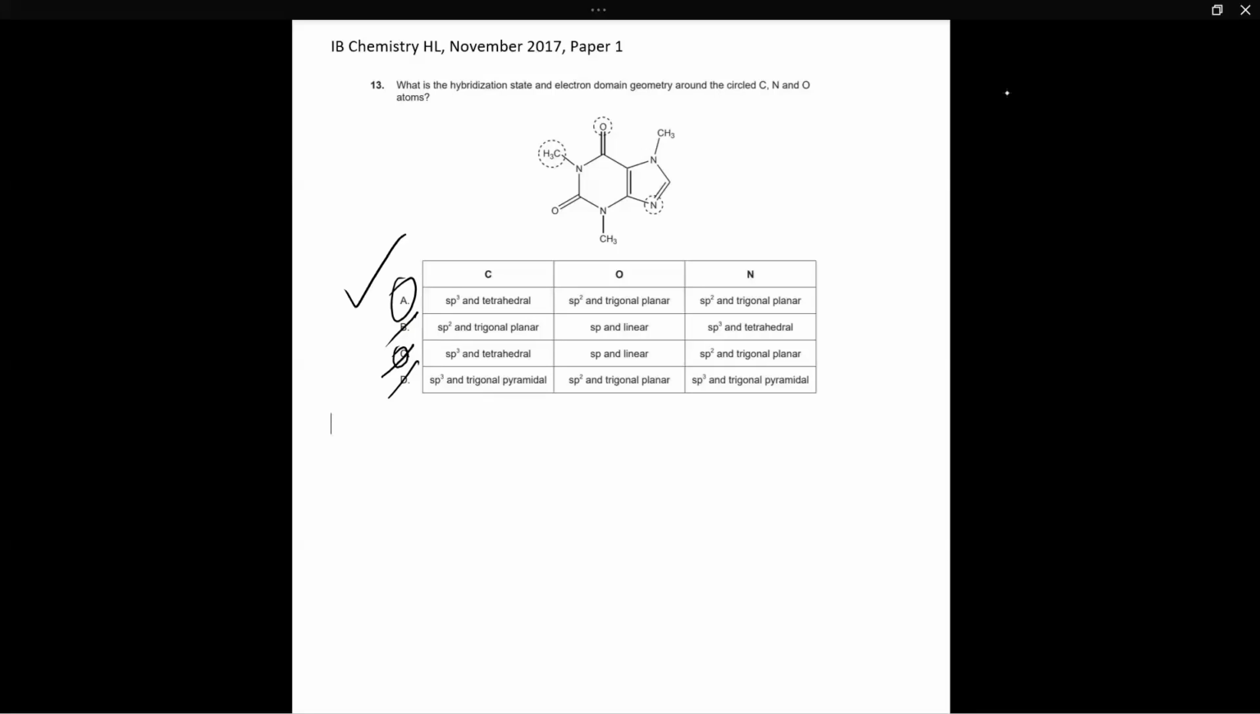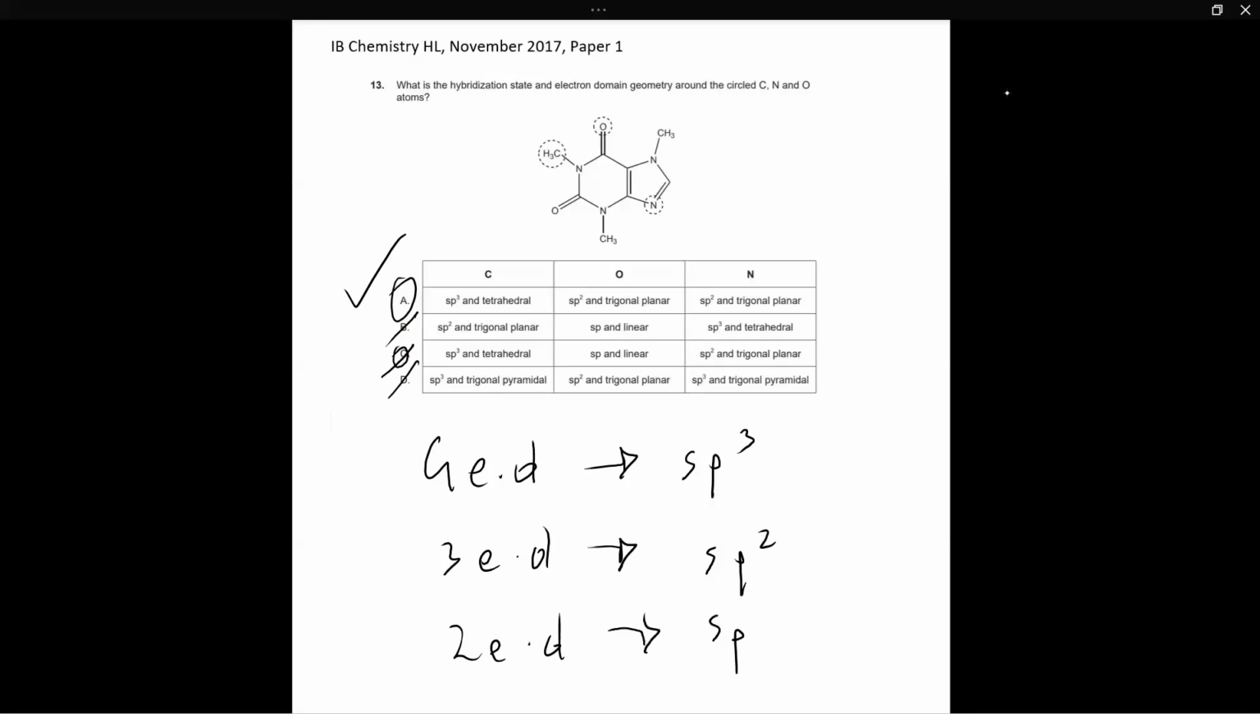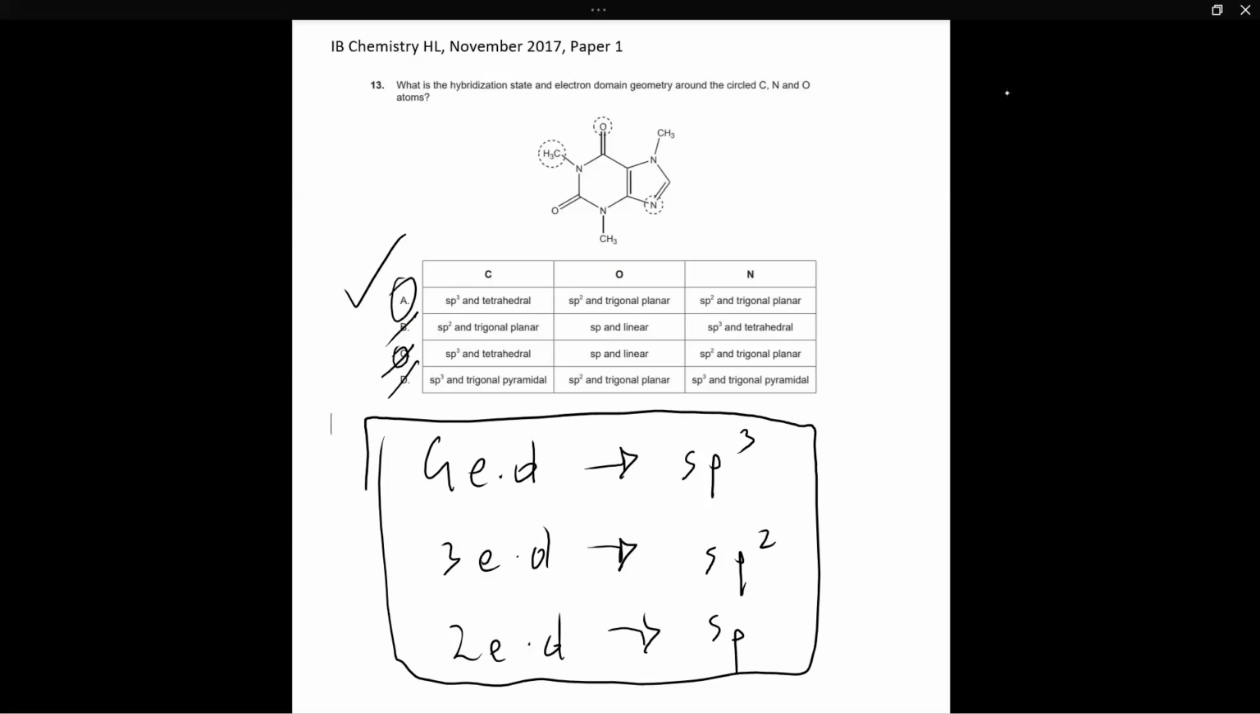Now, just one quick tip before you leave. Electron domain geometry and hybridization state are directly linked, and you can use the number of electron domains to find out the hybridization state fairly quickly. If it's 4 electron domains, it's sp3 hybridized. If it's 3 electron domains, it's sp2 hybridized. And if it's 2 electron domains, it's sp hybridized. So that is a quick shortcut that you need to know. And this will help you a lot in the MCQs, where you have less time and you need to solve questions fairly quickly. So I hope this helps.